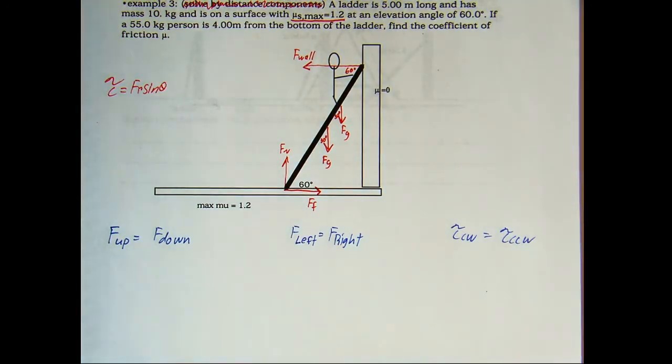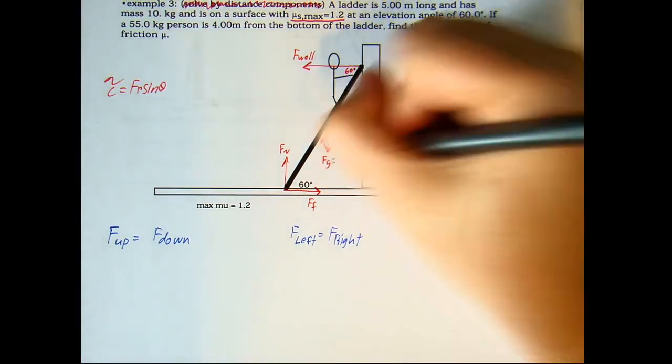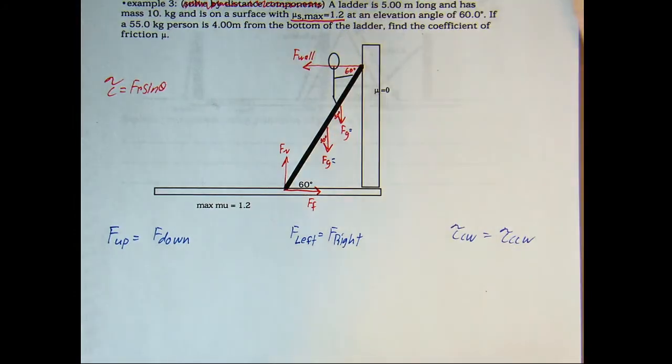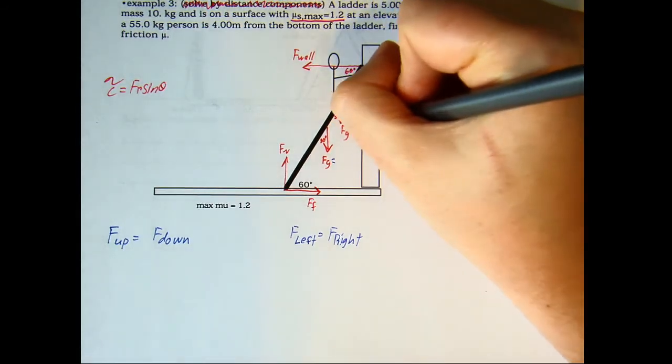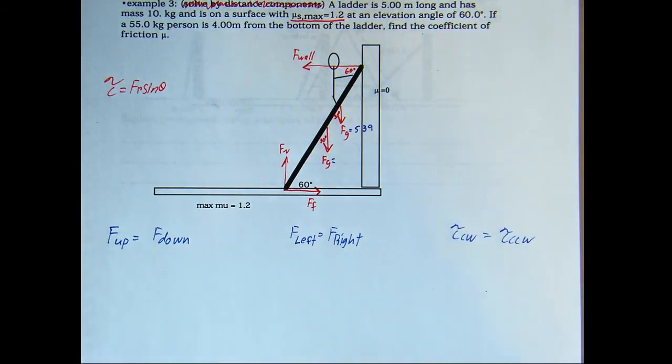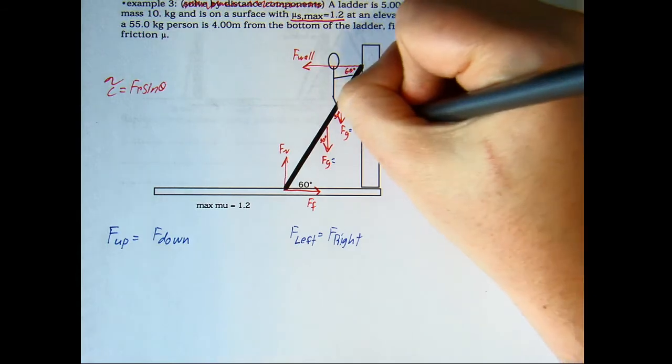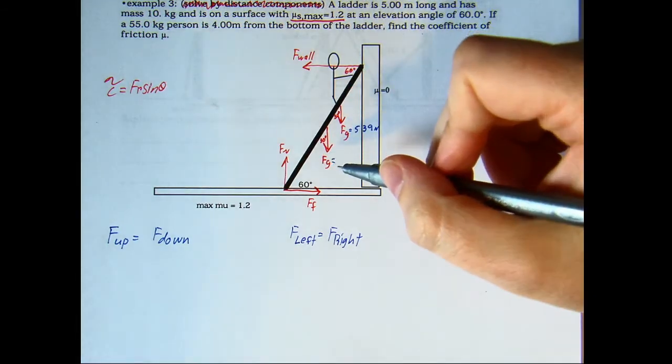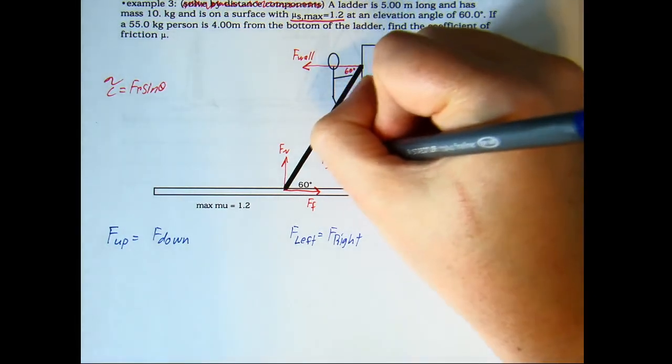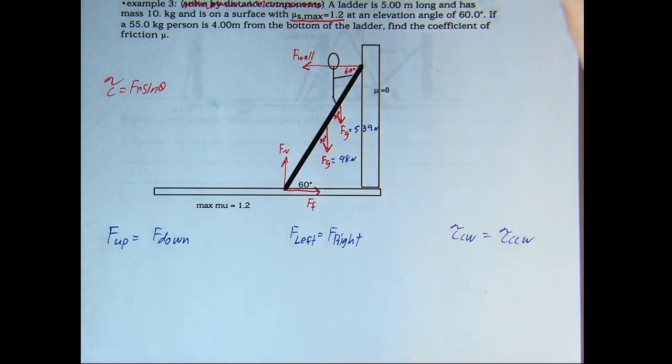So let's go through and put everything in here. We know we can give some values to these things. The person weighs 55 kilos, I believe, and so they're going to have a force of gravity of 539 newtons. The ladder weighs 10, so it's going to have a force of gravity of 98 newtons.